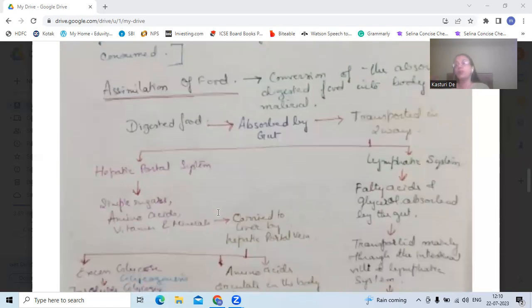First, the digested food is absorbed by the gut or the alimentary canal. Now that is transported in two different ways. One is the hepatic portal system, another is the lymphatic system. The hepatic portal system directly takes the absorbed food to the blood. And in the lymphatic system, the food is first taken by the lymphatic vessels and then to the blood.